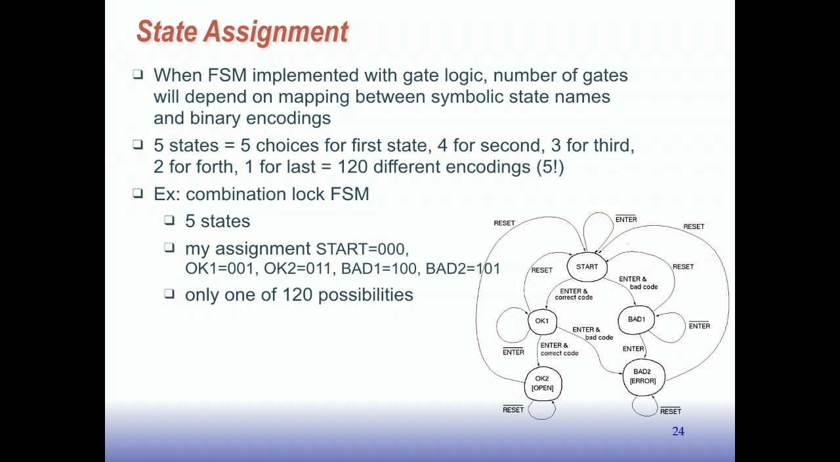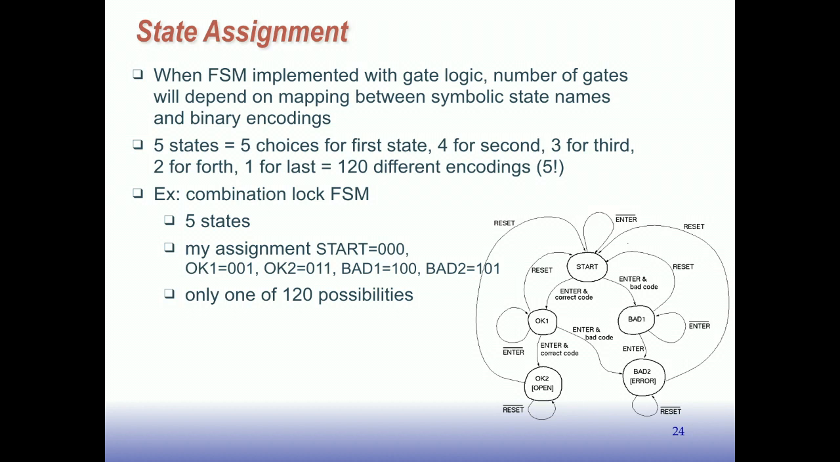So we have 3 bits in the state encoding. How do we assign our state names to bit patterns? That's a big question, right? In this example, how many different possible state encodings are there? This is the way we represent the symbolic states as bit patterns. We encode those symbolic names, and there's lots of choices.